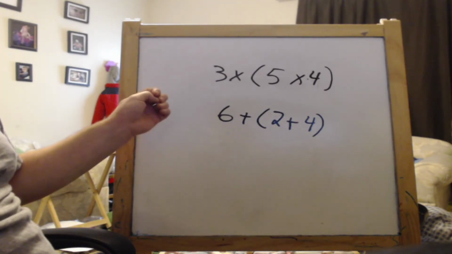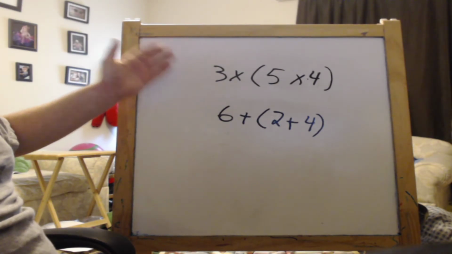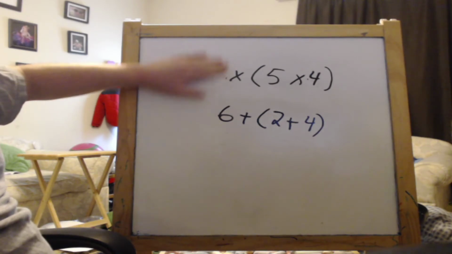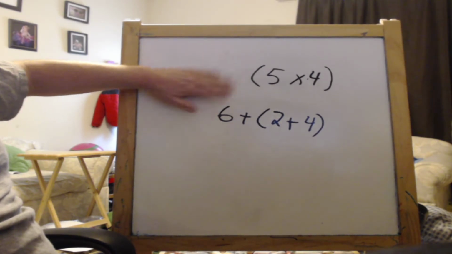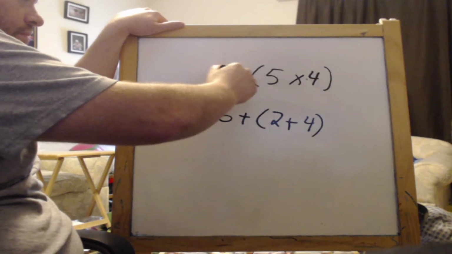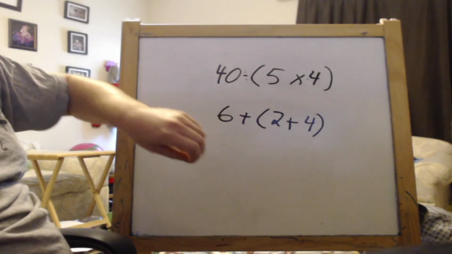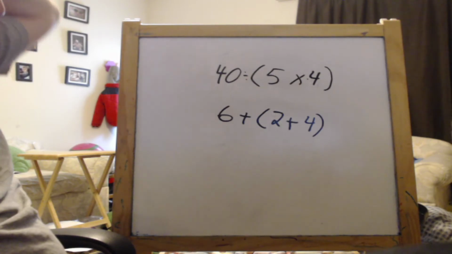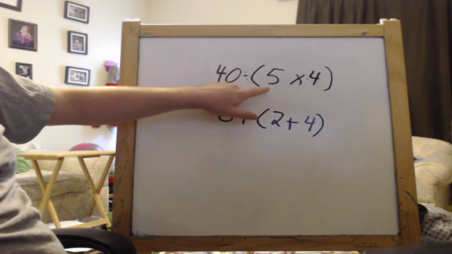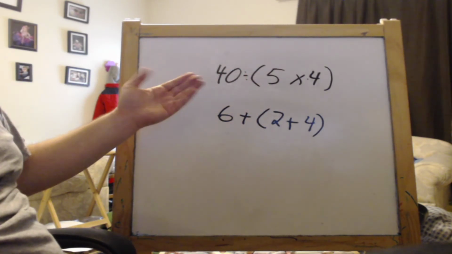So just to go over, we went over the associative property, and this is just the commutative property. It only works for multiplication and addition. Now, if I were to, let's just say, 40 divided by 5 times 4, now we can't just do 40 divided by 5 first. So if we were doing order of operations, 5 times 4 would be 20. 40 divided by 20 would be 2.